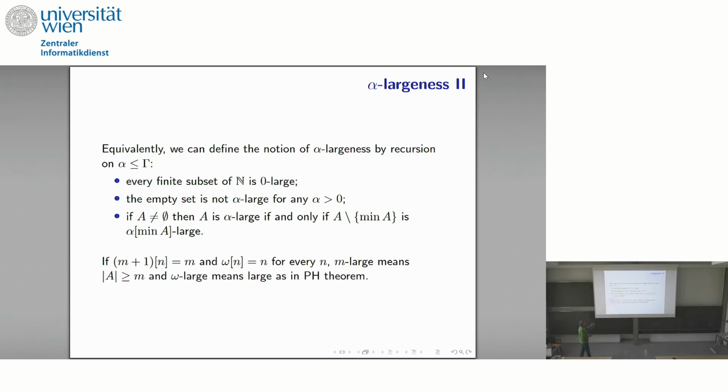And if you want to go, for example, with a system of fundamental sequences up to omega, which is just the easiest thing to do, the toy case, you will define (m+1)[n] to be m, and omega[n] to be n for any n. These are the obvious choices, unless you want to do something more complicated or strange. And then m large means exactly that A has exactly m elements, and omega large means exactly large as in Paris-Harrington. And so we are exactly recovering those notions, as we were expecting.